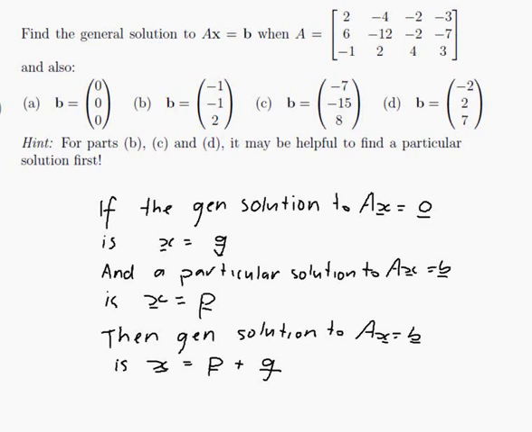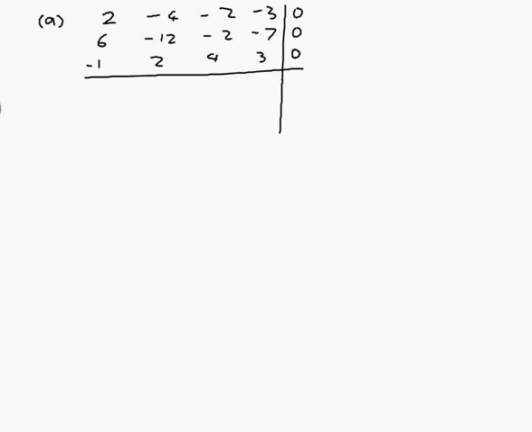Okay, well, it's good that B equals 0, 0, 0 is first, because I can find the general solution to that first and then use it for my other answers. Let me start a new page. So, A. So we've got 2 minus 4 minus 2 minus 3, 6 minus 12 minus 2 minus 7, minus 1, 2, 4, 3 is equal to 0, 0, 0. And I'll do row operations until I get to reduced row echelon form.